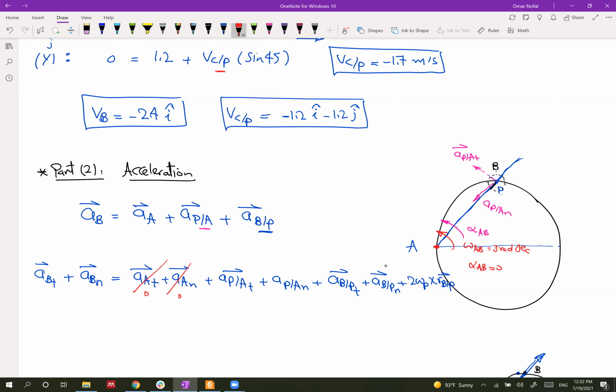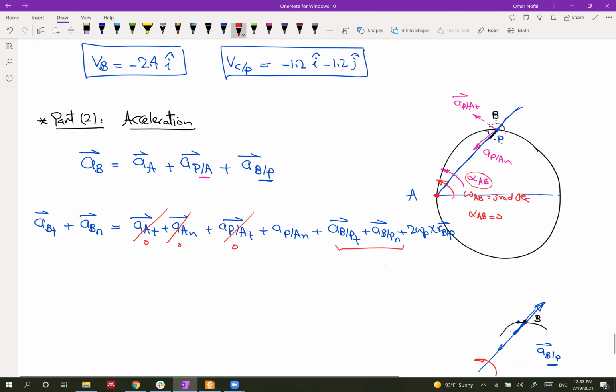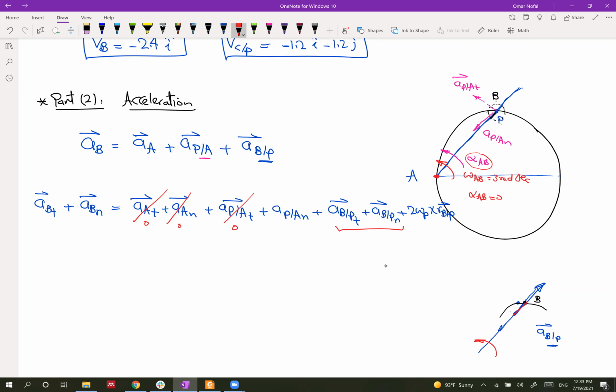All right, so what about AP with respect to A? We know that alpha is equal to 0, so alpha multiplied by R will be equal to 0, so this term will be equal to 0 as well. And for these two terms, we know that B is moving on a linear path, like B is here and the other B is here. So there is no tangent component. So this component is equal to 0 as well.